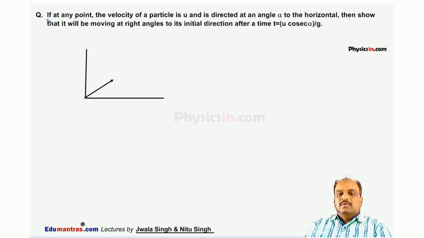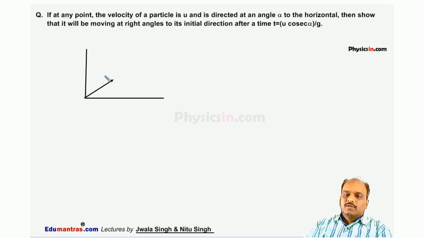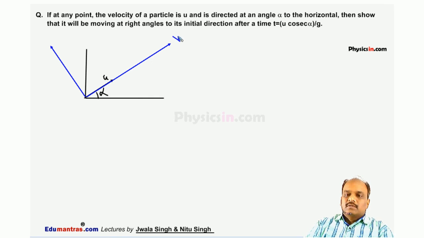See another question. If at a point the velocity of a particle is u, at an angle alpha, find the time after which it will be moving at right angle to its initial direction. In this case, let's assume this as our x-axis and this as our y-axis. This is the speed of projection of the particle, u. Now g will act vertically downward.